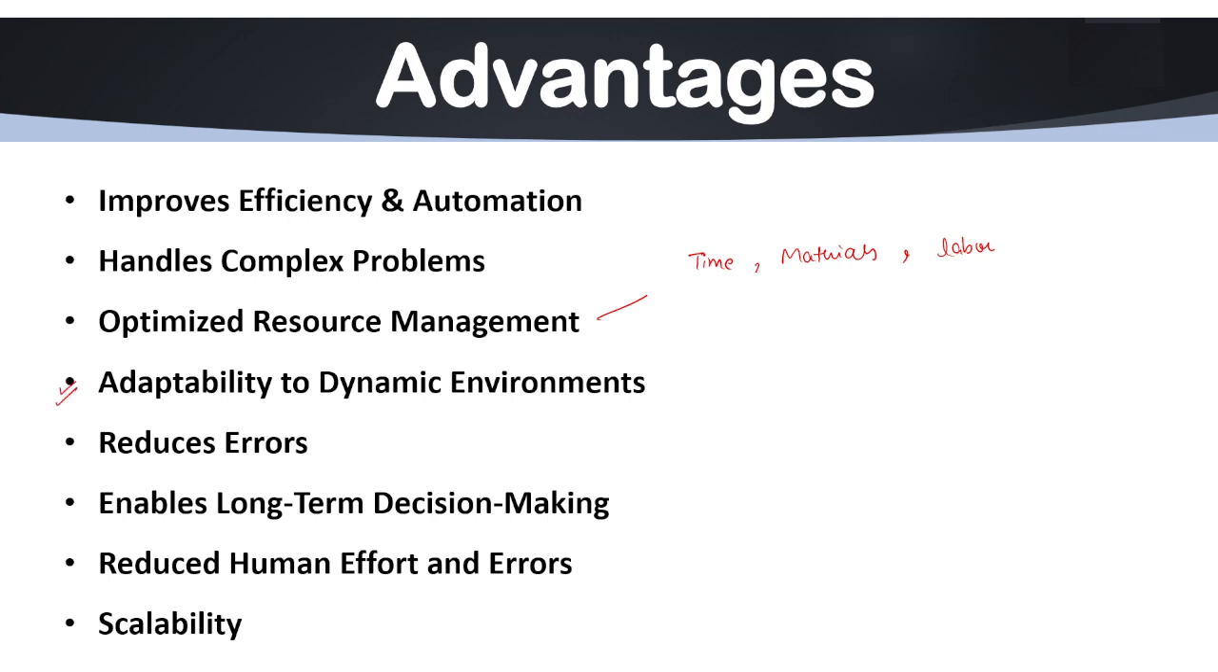Another advantage is its adaptability to dynamic environments. So many AI planning models we have, like probabilistic planning models that are based on real-time data. For example, AI in healthcare suggests treatment plans based on patients' progress. That is the adaptability to dynamic environments. Here, what is the dynamic environment? The patient's progress.